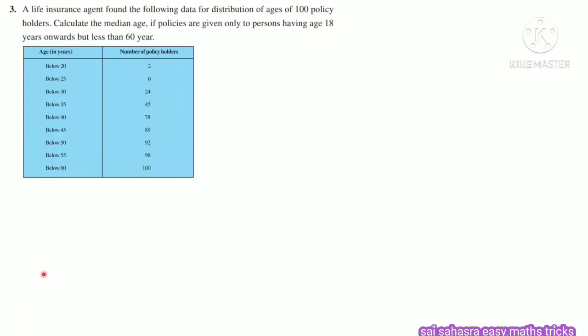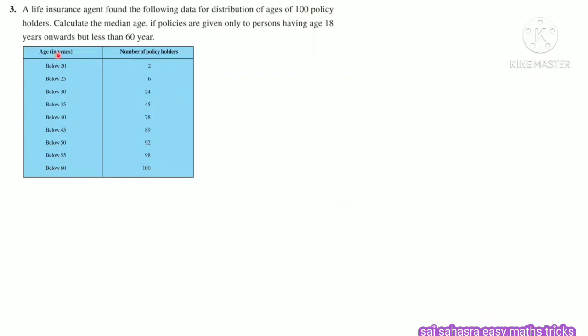So let us try to solve. If you observe this question, are you able to identify the class intervals? There are no class intervals, just some information is there. Below 20 years of age, two policy holders are there. Below 25 years of age, six policy holders are there. Below 60, all are coming under below 60 only. So below 60, total policy holders, that is 100 policy holders, are there.